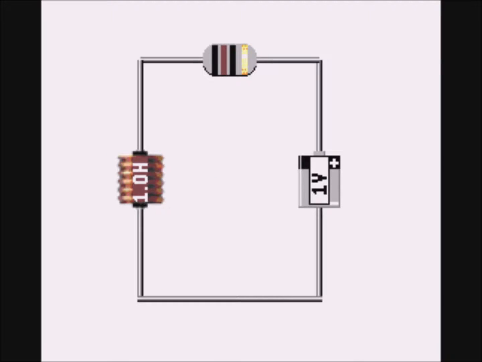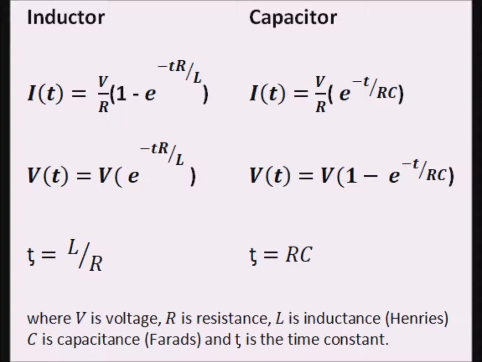The unit of measurement of inductance is the Henry. A 1 Henry inductor will allow the current from a 1 volt battery and a 1 ohm resistor to rise to 63% of 1 ampere in 1 second. For smaller inductance, we have 1 millihenry is 1,000th of a Henry, 1 microhenry is 1,000th of a millihenry, 1 nanohenry is 1,000th of a microhenry, and 1 picohenry is 1,000th of a nanohenry. Here are the relevant formulae for current and voltage for both the inductor and capacitor.